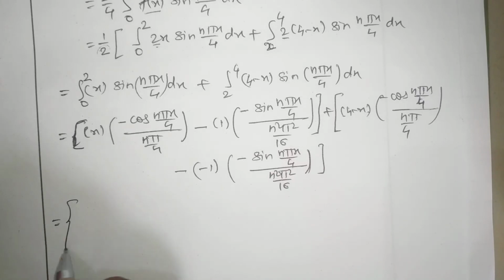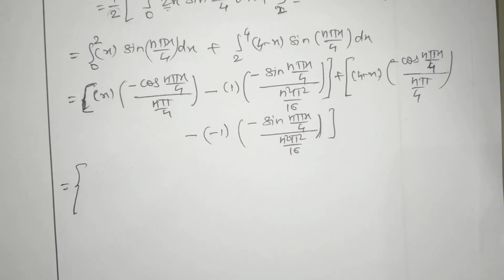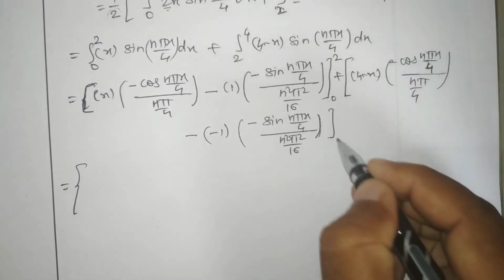Now putting the upper and lower limits, for that I am going to use the curly bracket. Now I am directly putting the limits and calculating the terms. See the limits of the first bracket are 0 to 2 and of the second bracket 2 to 4.